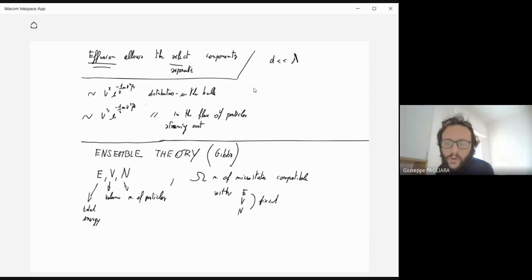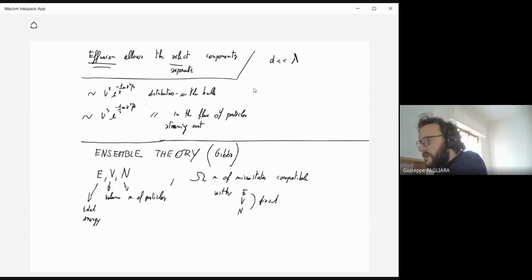Well, of course, the number of particles fixed is not very interesting, but what is interesting is the energy and the volume, and you will see why there is a degeneracy. It will be clear in a moment why there is a degeneracy between microstates which are compatible with the macroscopic constraints of having fixed energy, fixed volume, and fixed number of particles.